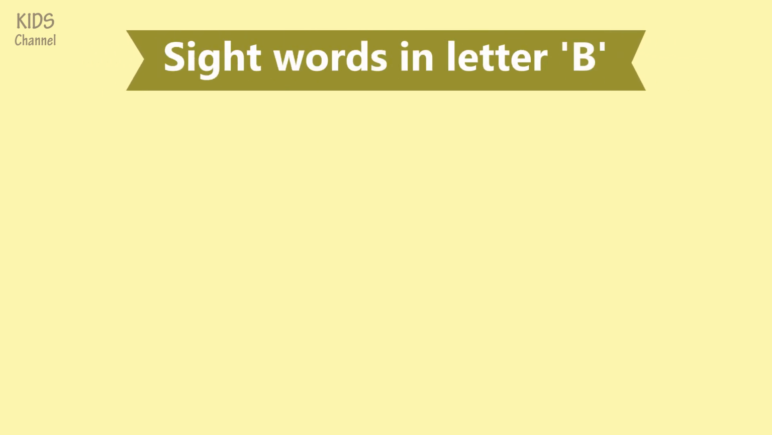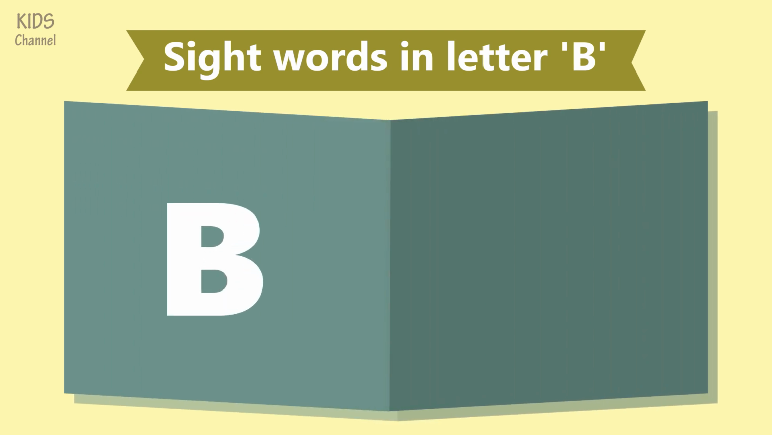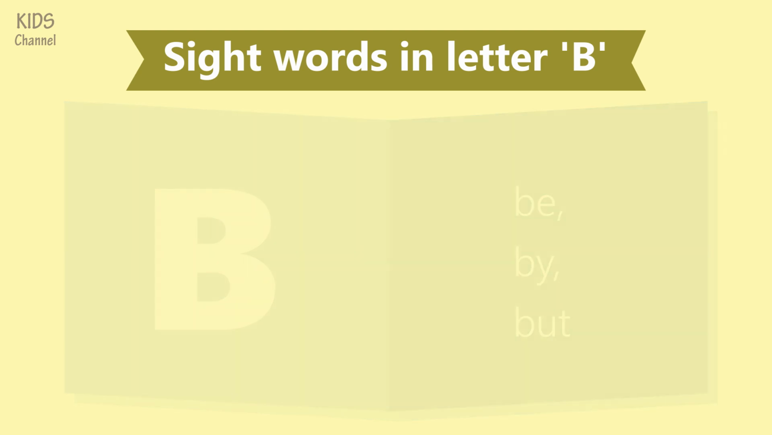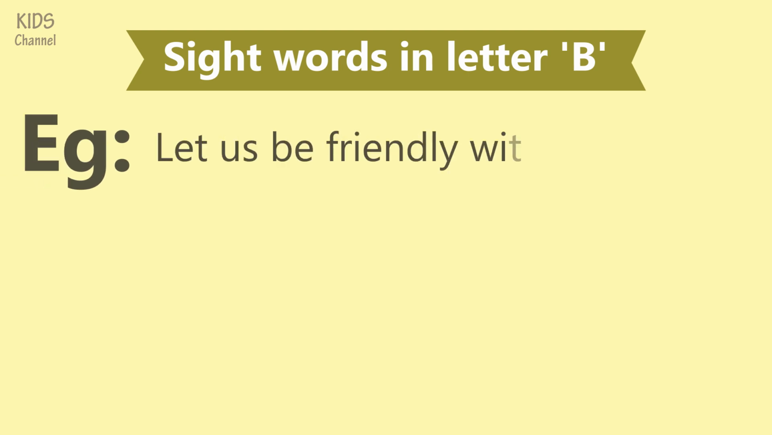Sight words in letter B: by, but. With few examples, we'll identify the sight words in letter B. Example 1. Let us be friendly with one another. Here, be is a sight word in letter B.